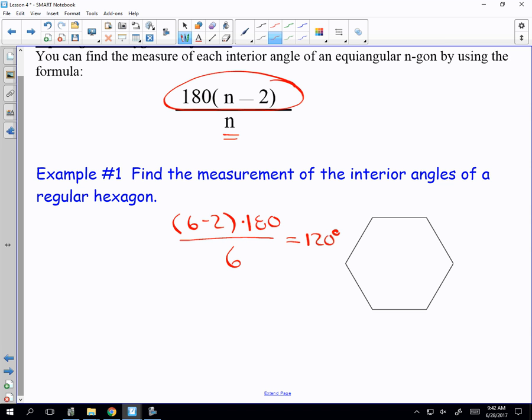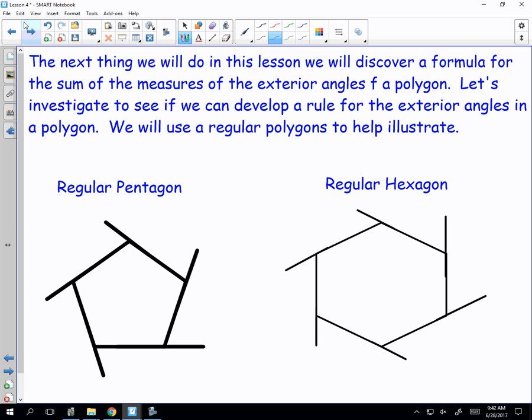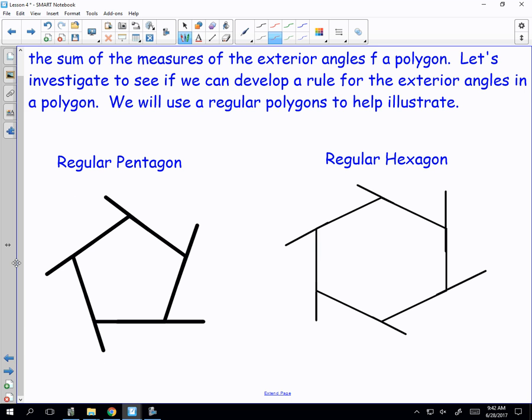So now let's take that interior idea of the regular hexagon and find the exterior angle sum for a regular hexagon. So if all of these interior angles are 120, we know that their linear pair has to add up to 180. So each one of these exterior angles is 60. So for the regular hexagon, we have 6 exterior angles, all 60 degrees each. And if we multiply that out, we get 360 for a total.